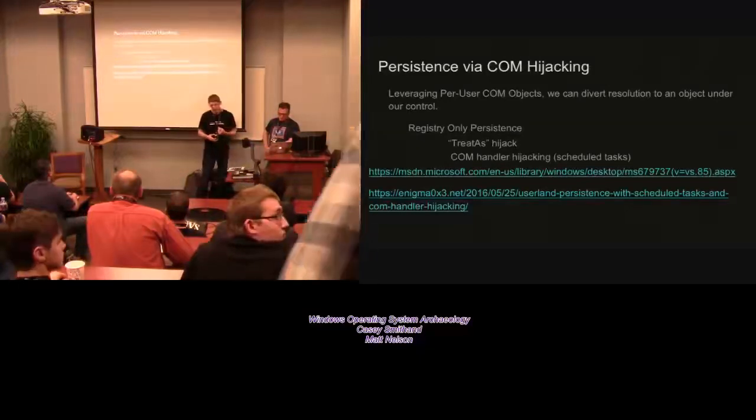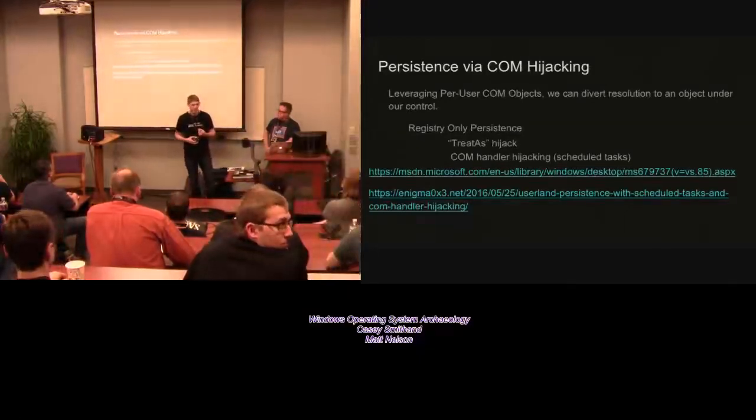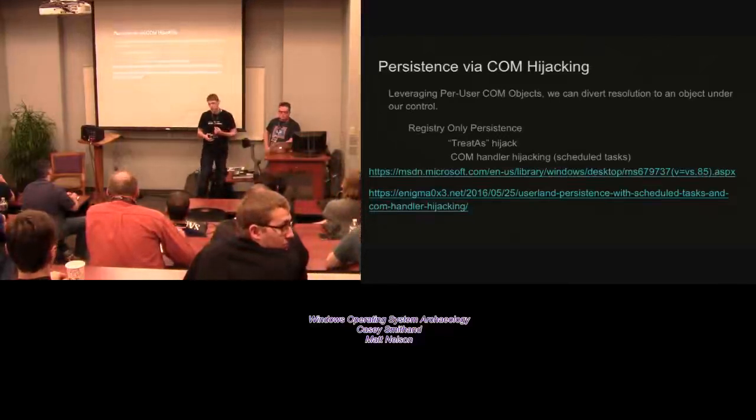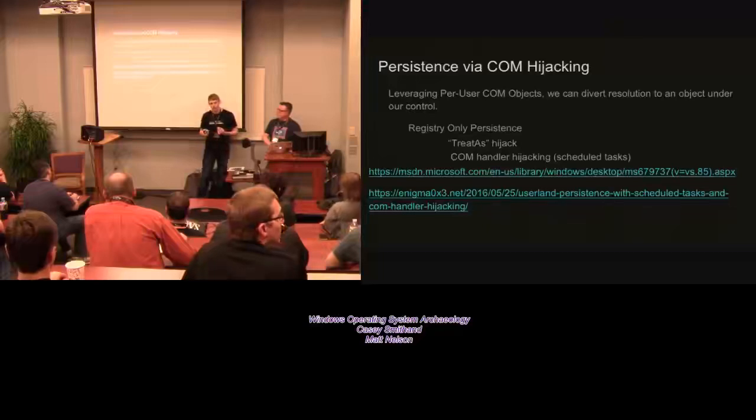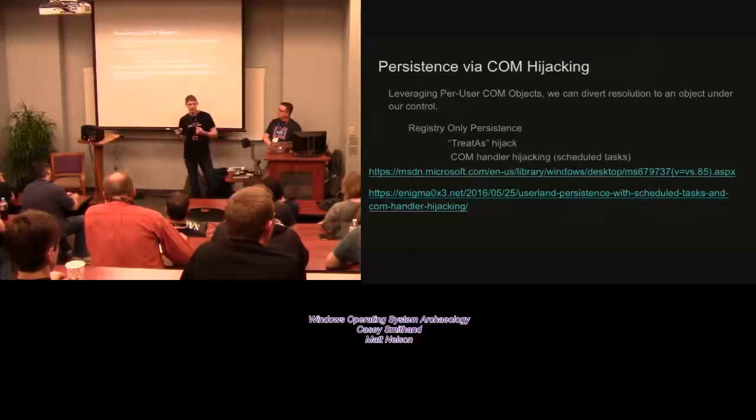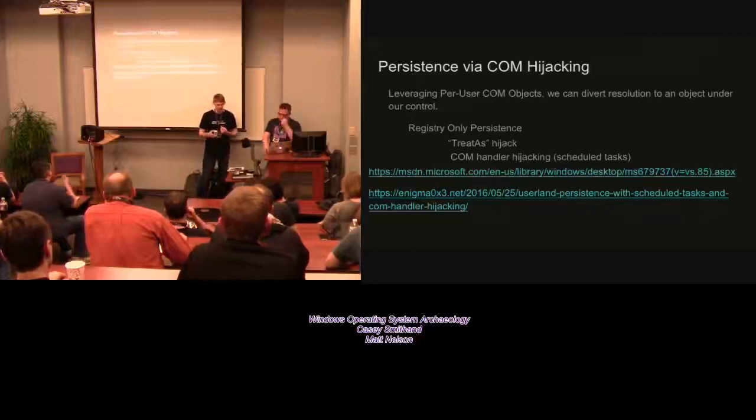What that means is that we can take an existing COM object, add a TreatAs key, and then point it to another COM object. So if you add a TreatAs key to wscript.shell and point it at the class ID for another COM object, when you instantiate wscript.shell, it's going to resolve the class ID. It's going to see that TreatAs, and it's going to say, okay, I need to go over here and instantiate this COM object. So it's a really nice redirect.